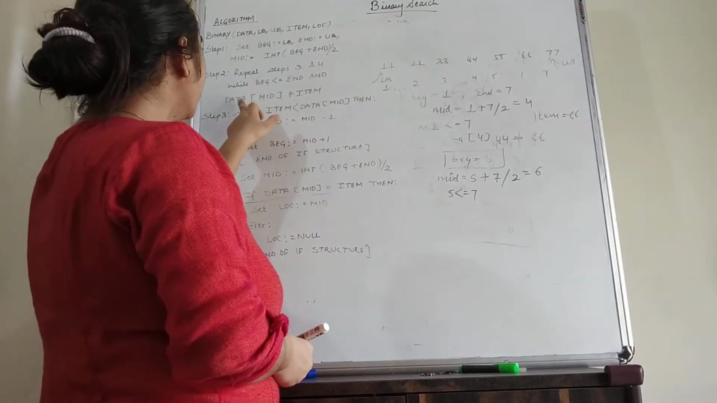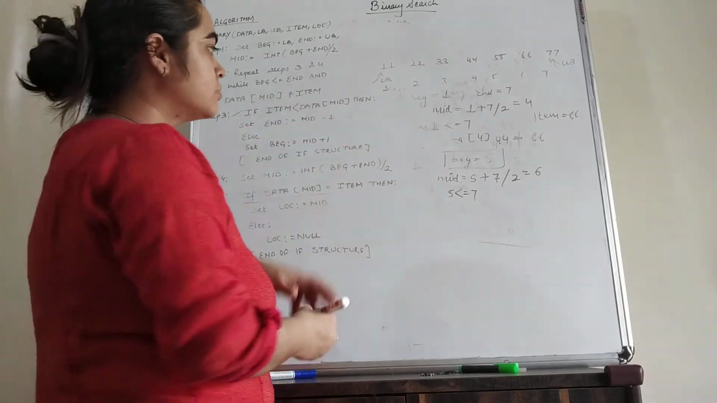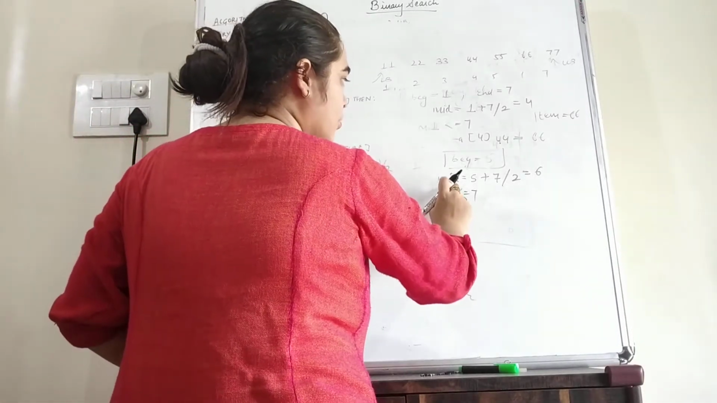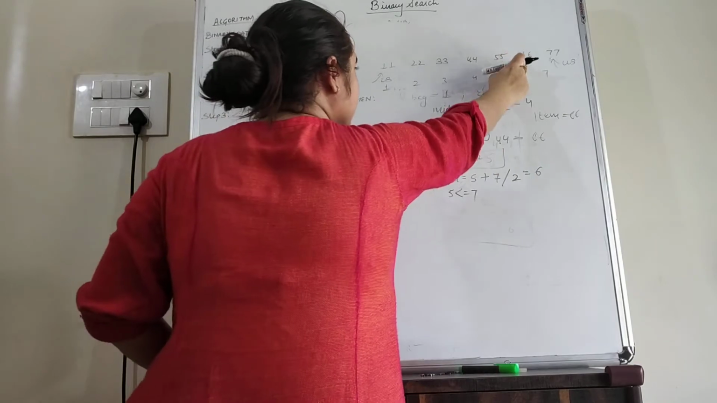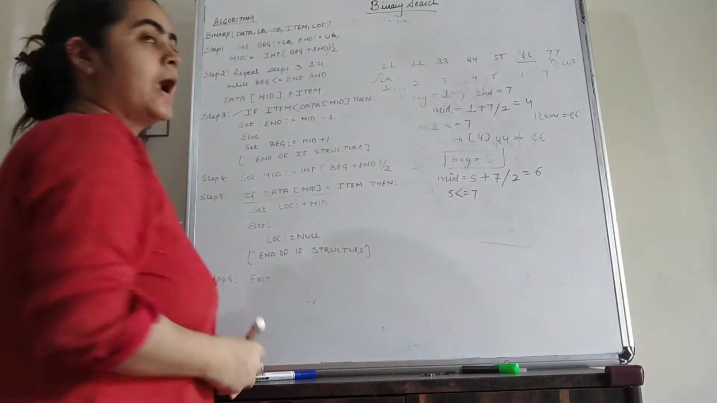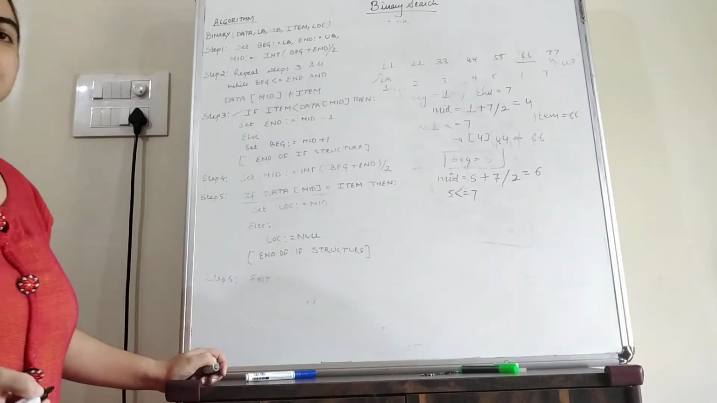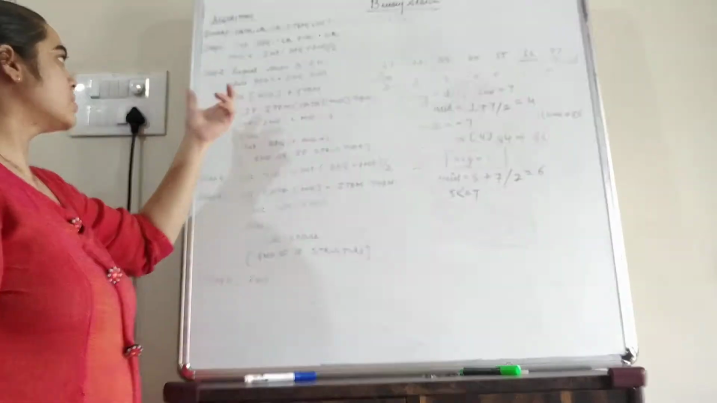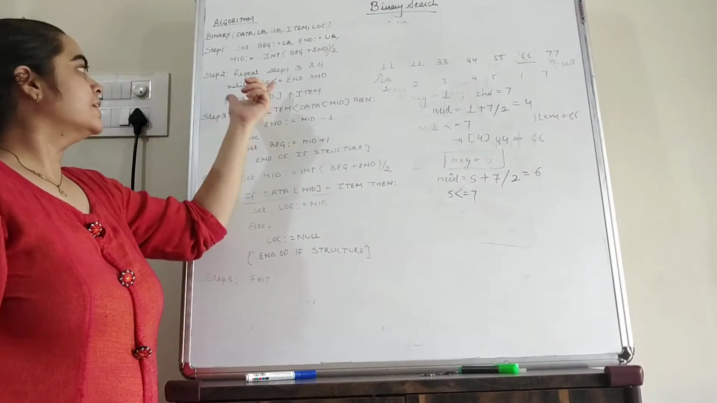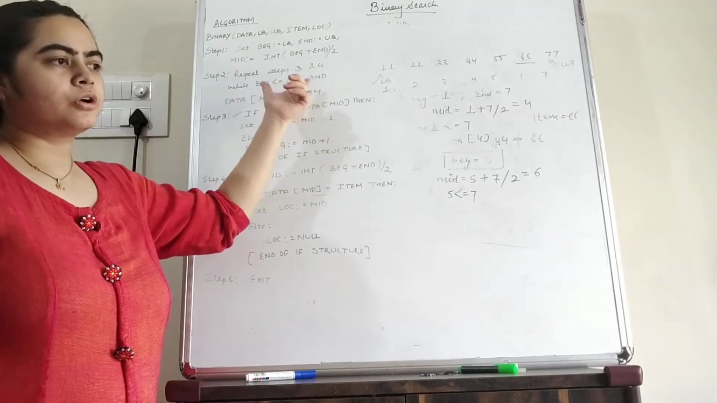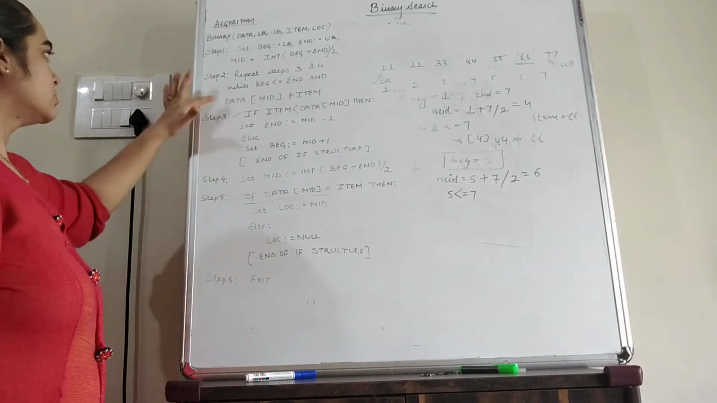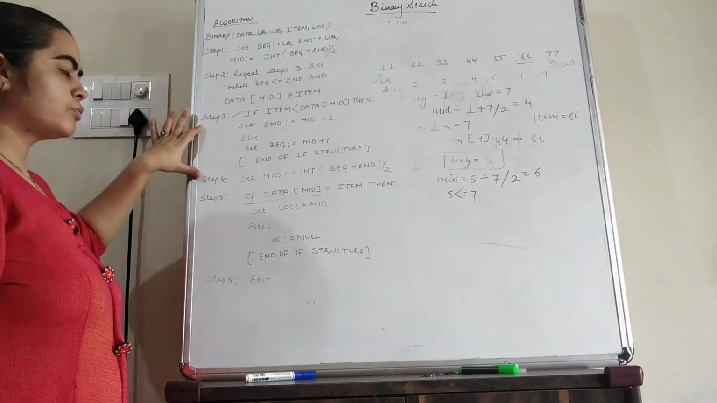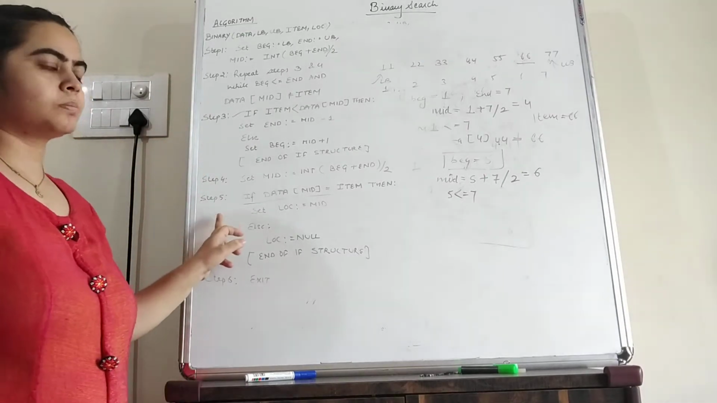Now we check whether data of mid is equal to item. Because now the mid location is 6 and at 6, 66 is present, and the item which we want to search is also 66. So this condition is not satisfied, because the data in the mid is equivalent to the item which we want to search. So we can skip steps 3 and 4 and directly go to step number 5.